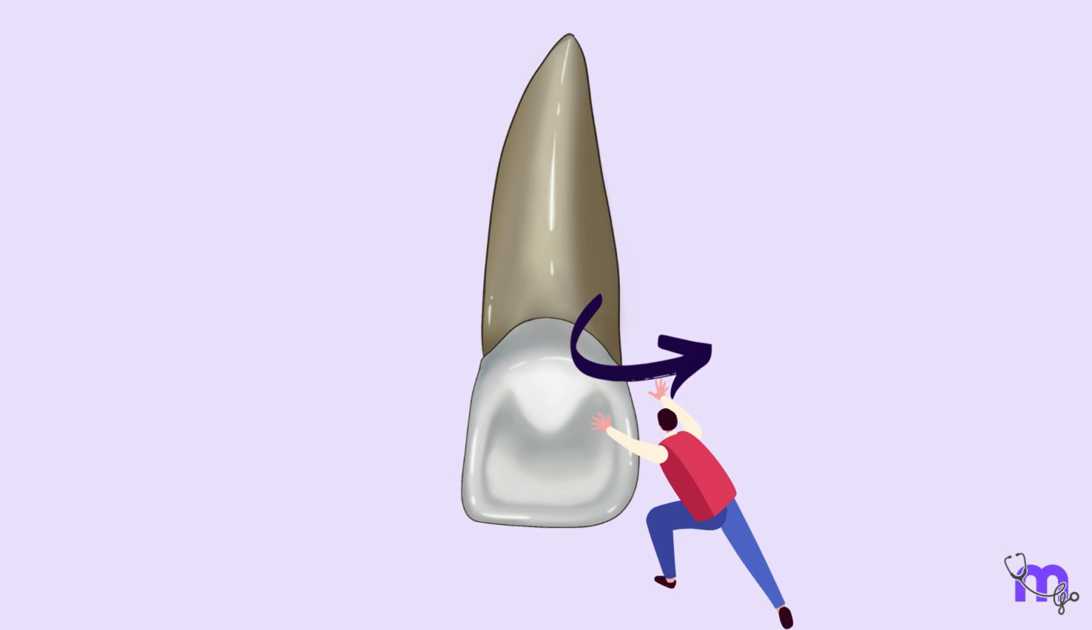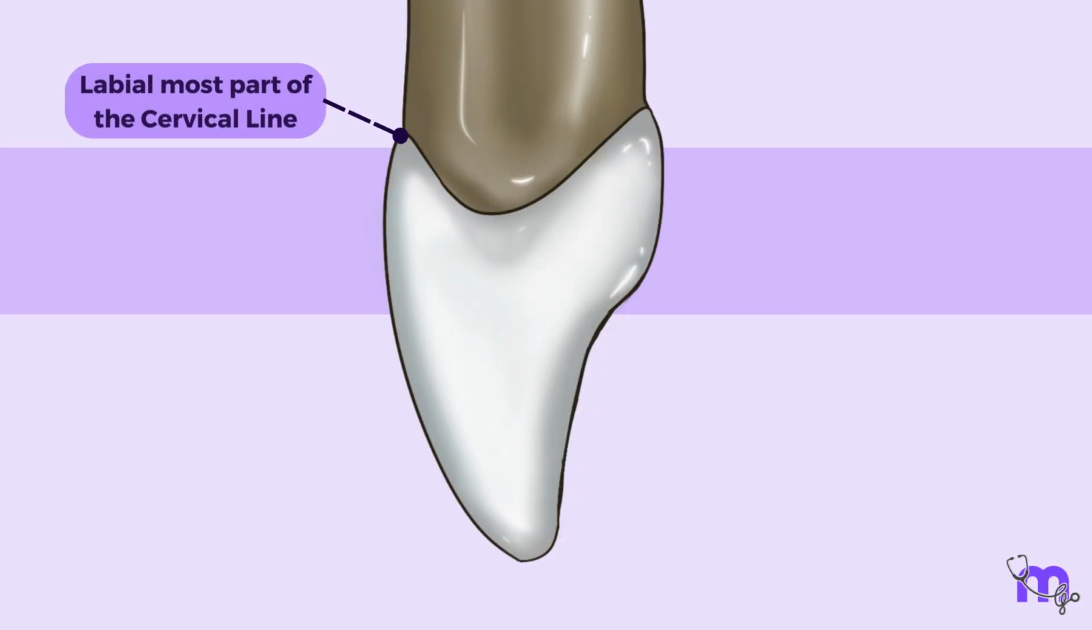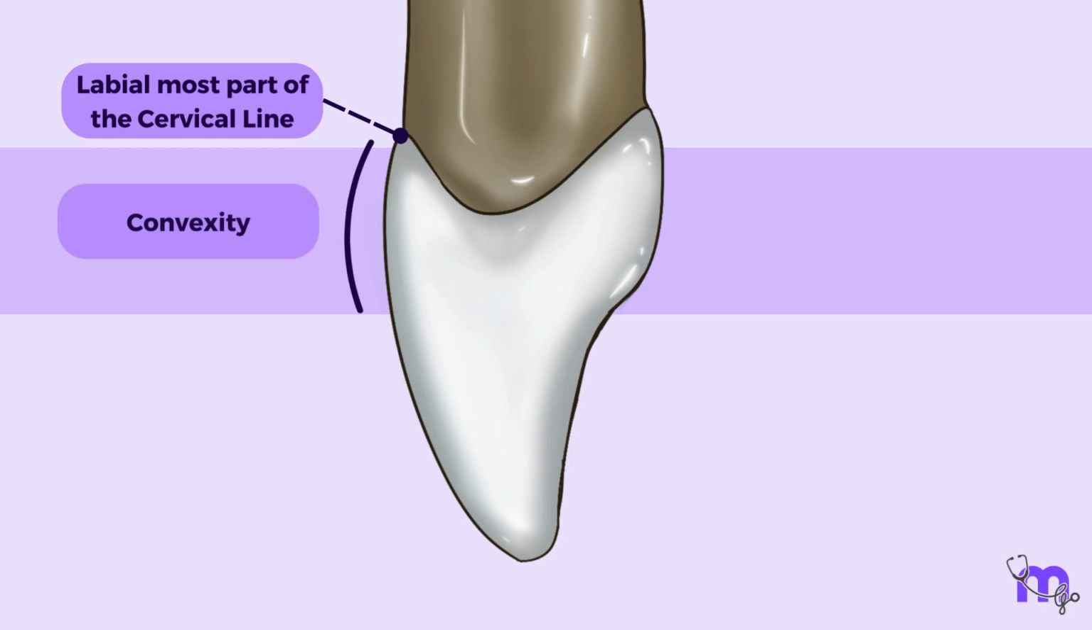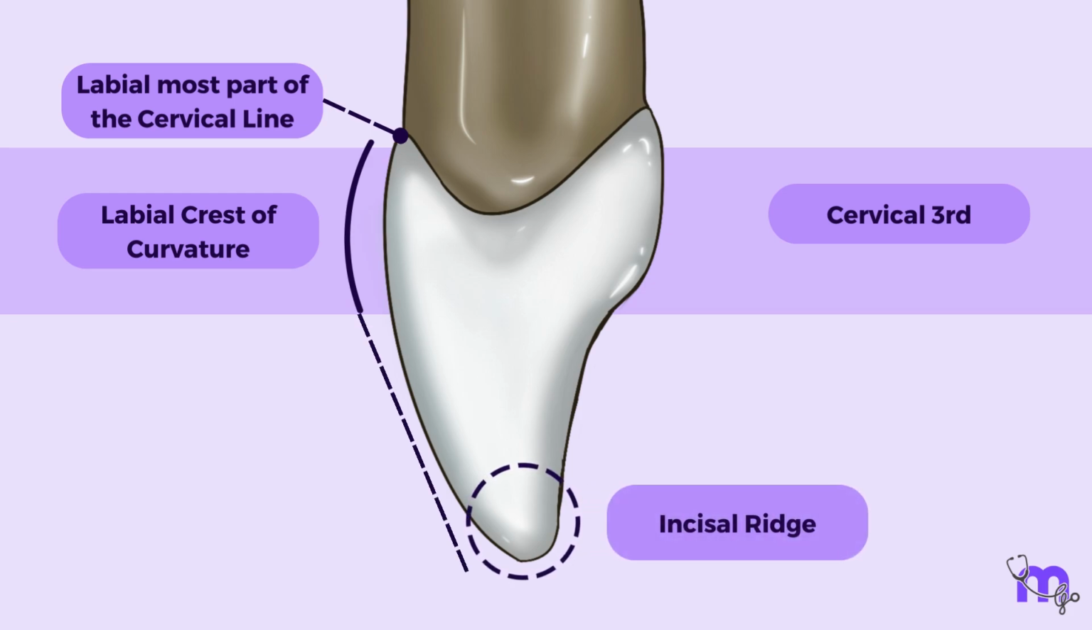Let us now rotate the tooth so that the mesial aspect faces us. Trace the outline of the tooth from the most labial part of the cervical line. We see that the labial outline shows a convexity which is maximum in the middle of the cervical third. After this small curve, called the labial crest of curvature, the line goes relatively straight till the incisal ridge.